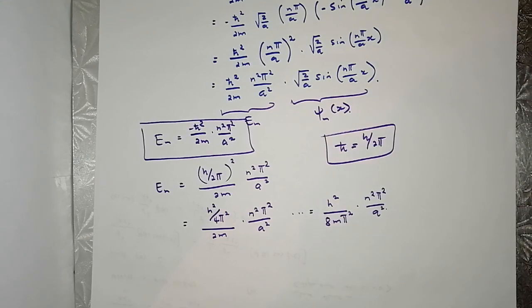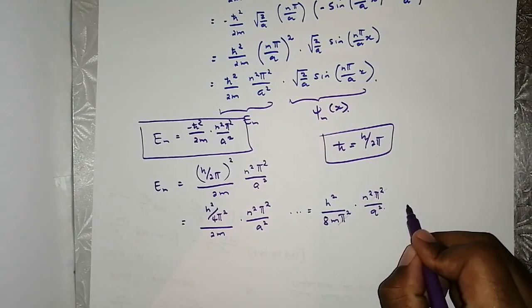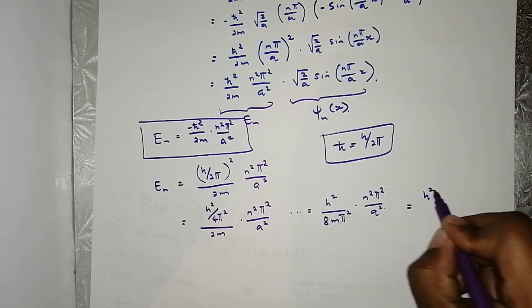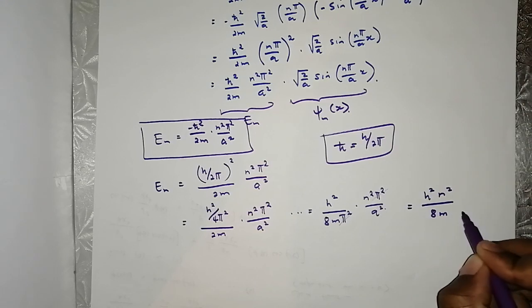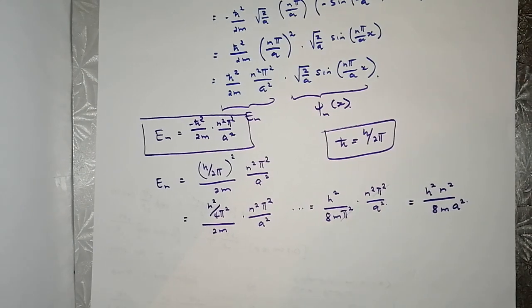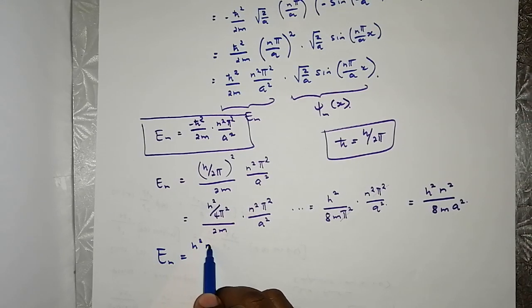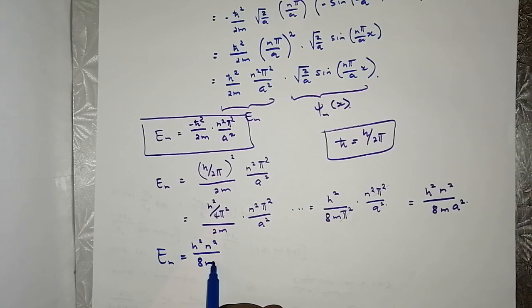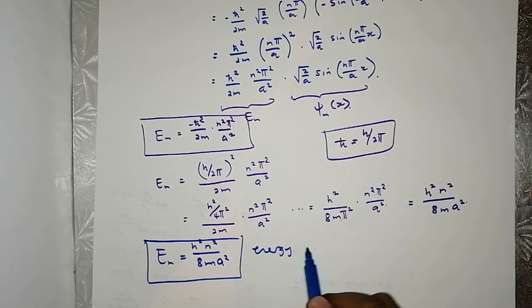So we are almost there, guys. We can just cancel the pi squared, and then it's h squared times n squared divided by 8m times a squared. All right, this is what we're looking for. En is equal to h squared n squared over 8m a squared. So what is this? This is the energy of a particle in a one-dimensional box, right?